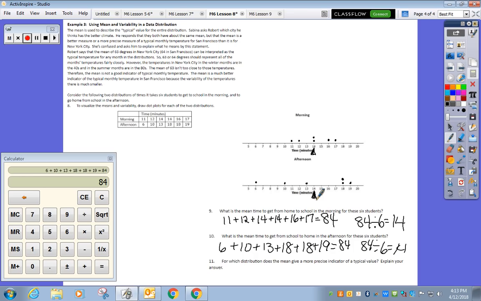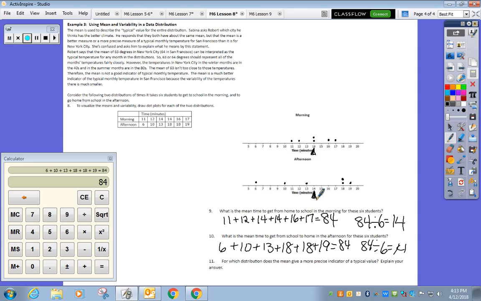For which distribution does the mean give a much more precise indicator of a typical value? Explain your answer. So we want, in this case, the one that has less variability. Whenever they're asking us which one is where the mean is a more precise indicator of a typical value, or the mean is more of a typical value, it's the one where it's spread out the least, where those times or those temperatures or that data is closer to the mean than in the other one.